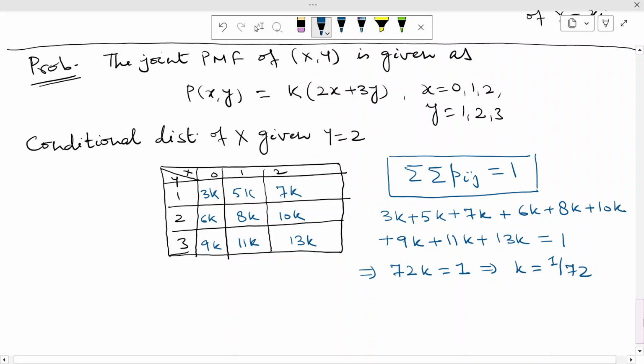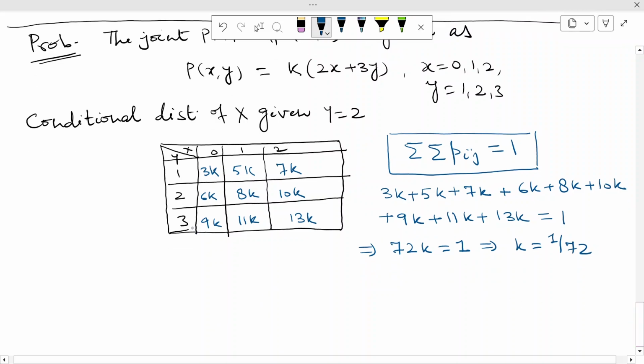So this is our first step. Whenever we are having any unknown involved in our distribution table, we have to find first of all the value of that unknown. Now our problem is we have to find the conditional distribution of x given y is equal to 2. So what does it mean? It simply means that we have to find the probabilities corresponding to the different values of x, but we have to fix our y at 2. So this is the case of conditional probability.